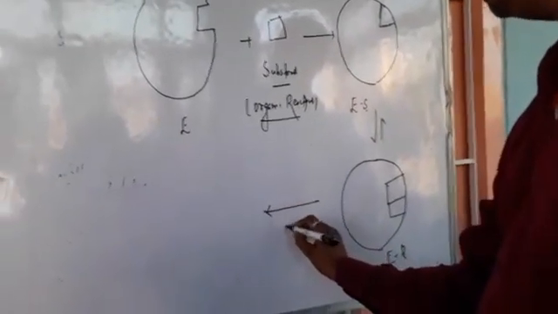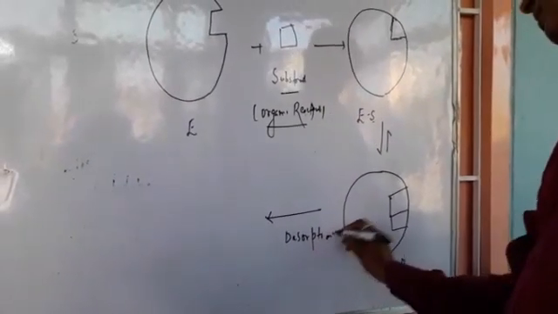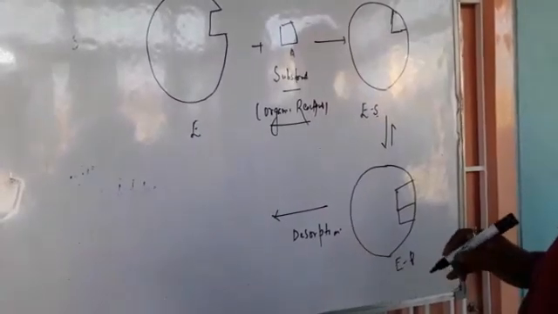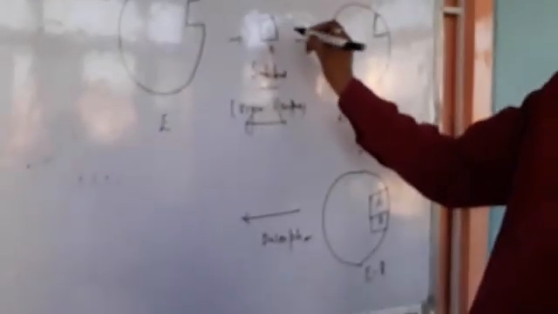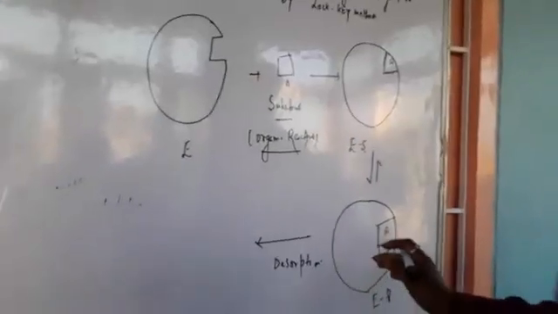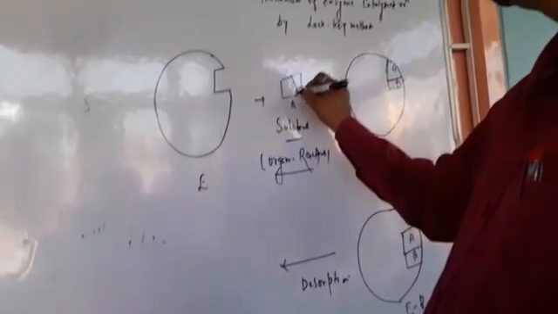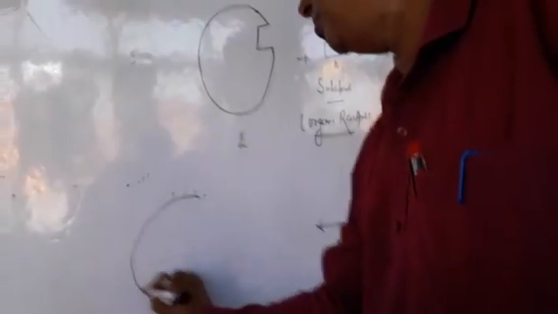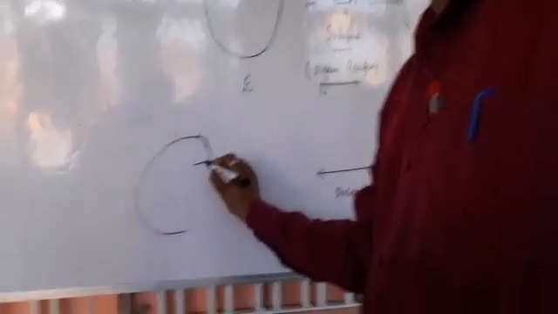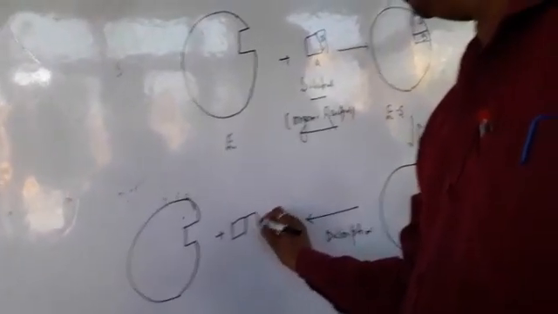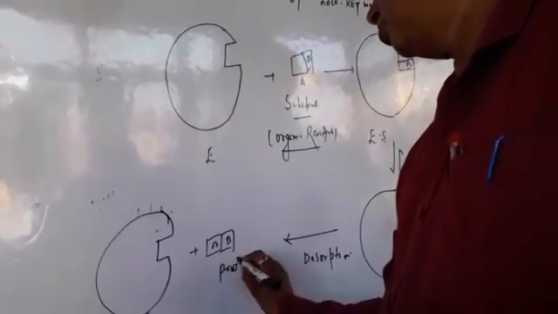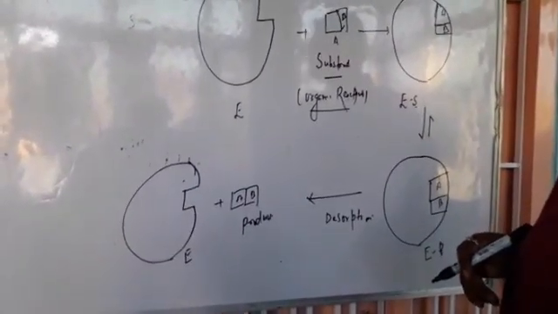Then upon dissociation, lastly it converts back into the enzyme, which simply behaves as a catalyst. So the product is removed from the active site of the enzyme and the product is formed. This is the product. This is the method by which the enzymatic reaction takes place.